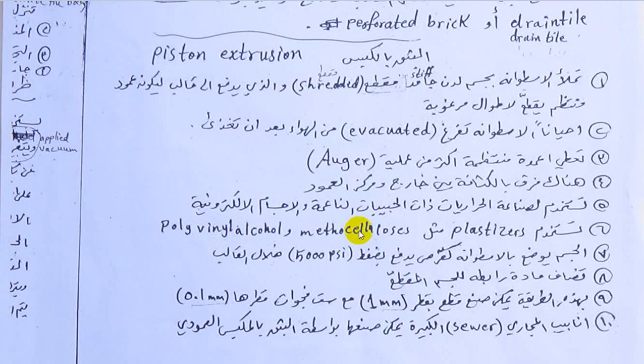Methylcellulose is a plasticizer, as well as polyvinyl alcohol, which is a polymeric plasticizer. The material placed in the cylinder as a disc will be forced with a pressure of 5,000 pounds per square inch through the mold or above the mold.